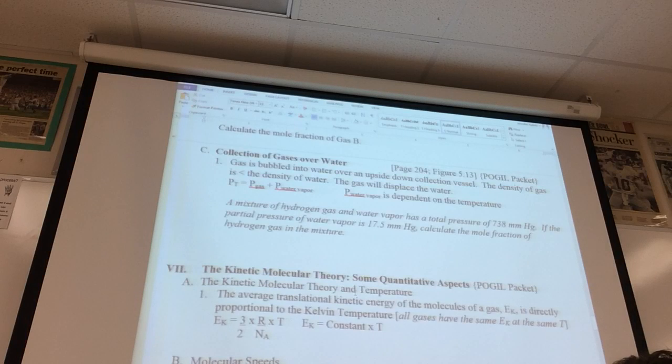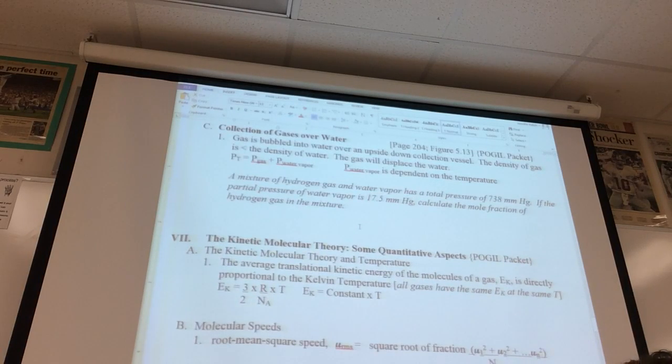All right, so that is how you collect gases over water. And let me show you the question, and this is just taking it to the AP level. Not hard, it's just an extra step. It says a mixture of hydrogen gas and water vapor has a total pressure of 733 millimeters of mercury. If the partial pressure of water vapor is 17.5 millimeters of mercury, so they could give you that, or they could tell you the temperature, and on the table you'd have to get the partial pressure of water, which is something you're all very capable of doing. Calculate the mole fraction of the hydrogen gas in the mixture.